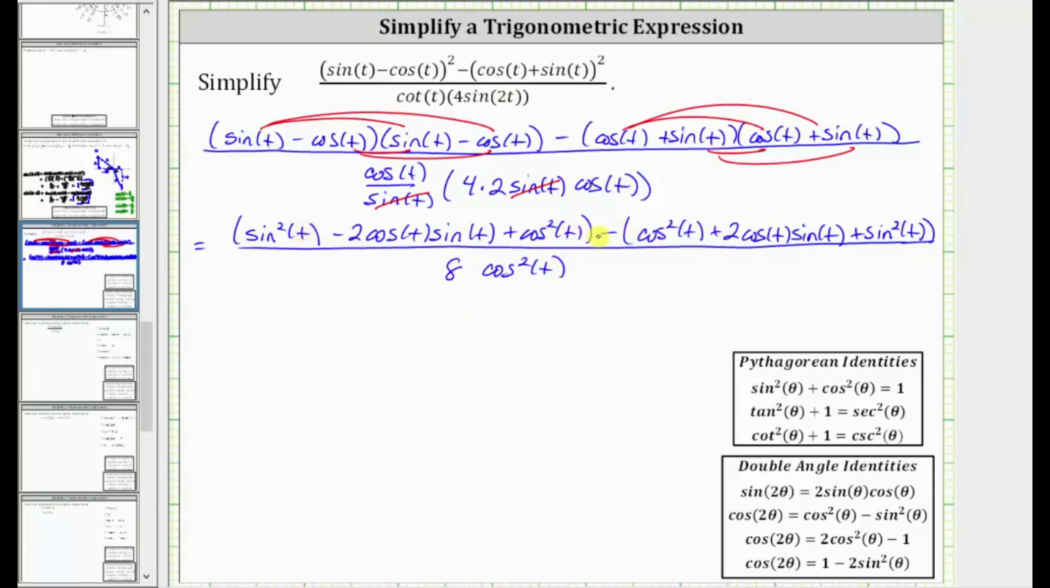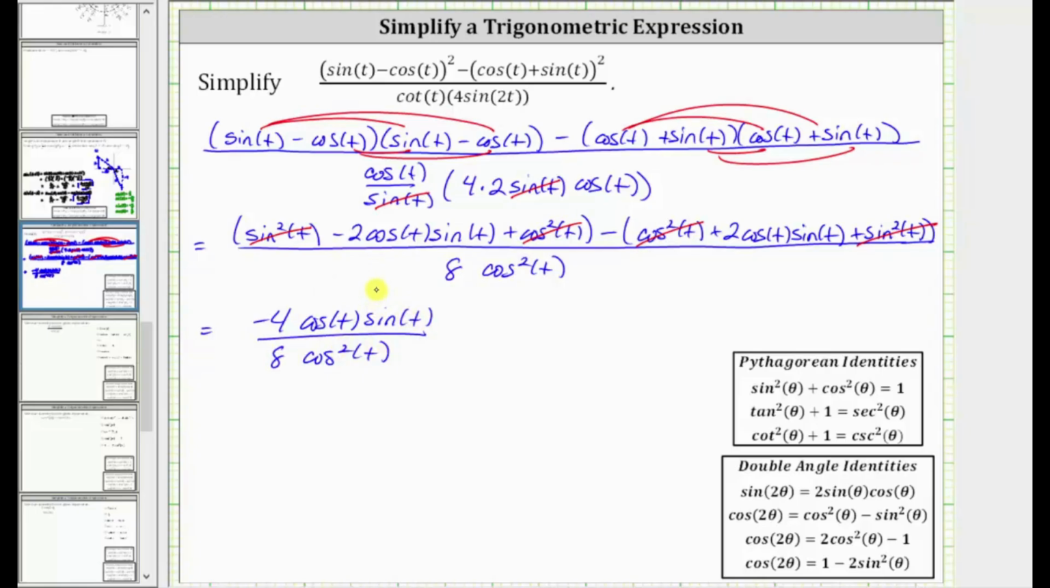We have sine squared t minus sine squared t, which is 0. And then we have cosine squared t minus cosine squared t, which is also 0. And then finally we have negative cosine t sine t minus 2 cosine t sine t, which gives us negative 4 cosine t sine t. So we have negative 4 cosine t sine t divided by 8 cosine squared t.